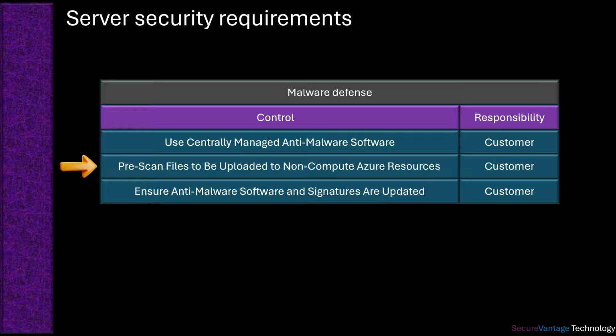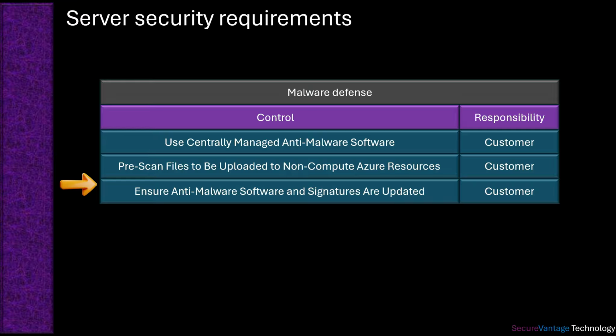Third control is ensure anti-malware software and signatures are updated. Your defense system is only as good as its latest update. Just like a security guard needs the latest training to handle new threats, your anti-malware software needs to be set up with the latest signatures, platforms, and engines to combat evolving malware. When you deploy Microsoft Anti-Malware for Azure, it will automatically install these updates. Additionally, you should follow the recommendations in Microsoft Defender for Cloud under Compute and Apps to keep all endpoints current.